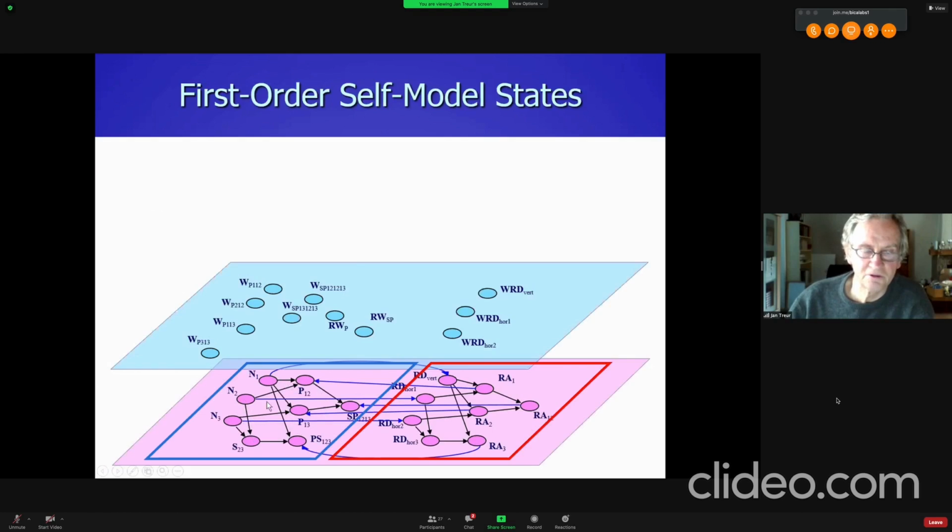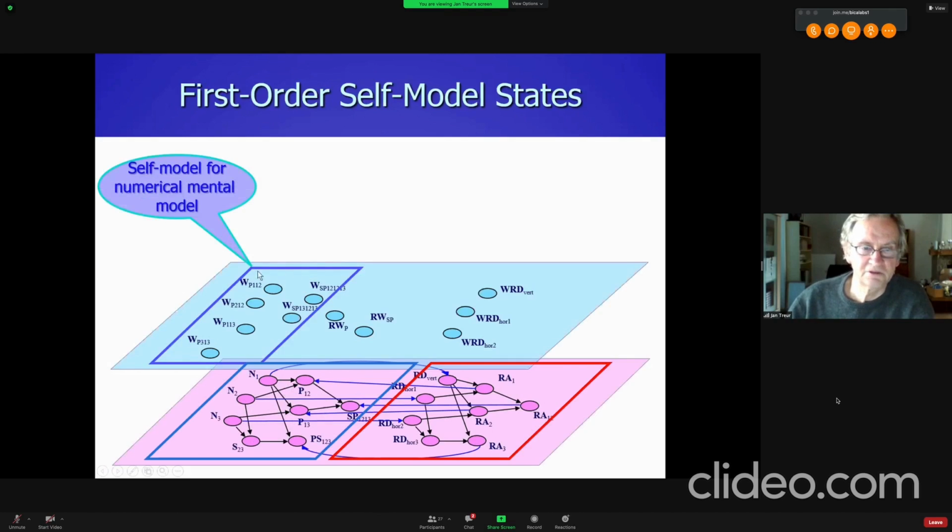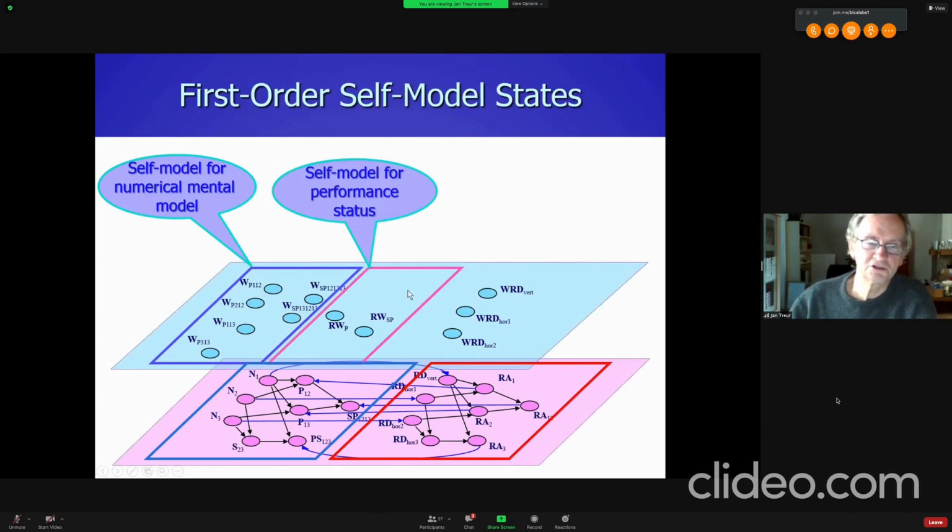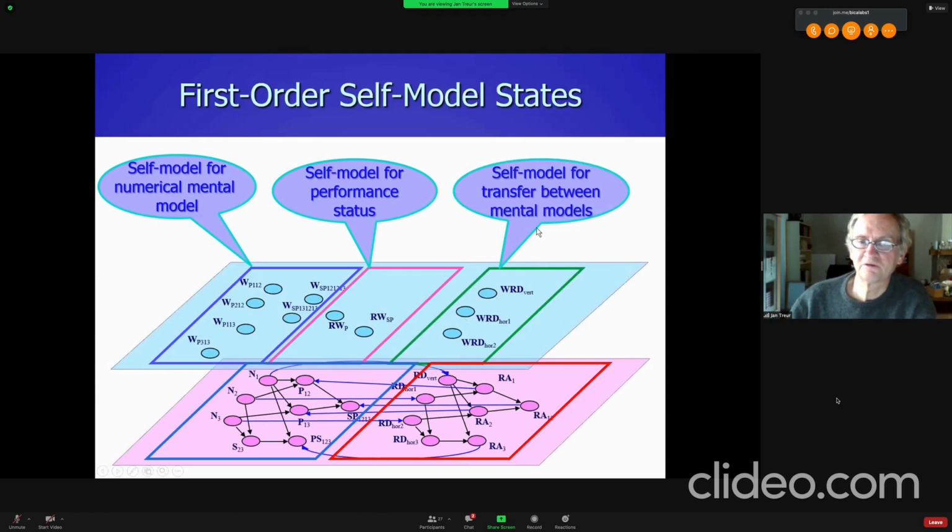So then I come to a next level where we have an explicit representation of the structure of the mental models. So, for example, this is a self-model, you can say, of this mental model. It represents the connection weights of this mental model. All arrows are represented by network states or nodes now. So that is the self-model of this mental model. This is another additional self-model, which is a kind of summary of how your skill is. That's not exactly this, but just determines based on that. And this one is a self-model for the transfer between the two mental models.